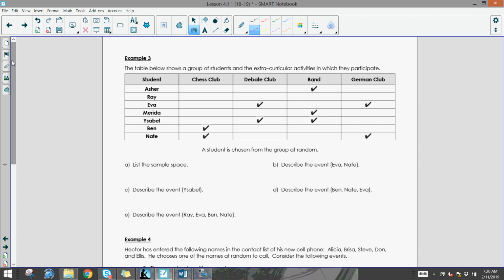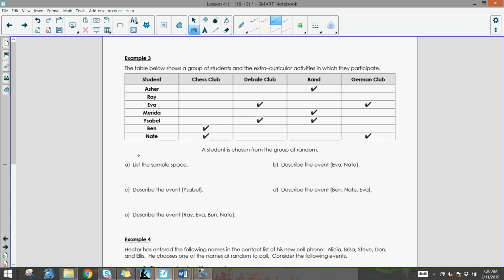So this says a student is chosen from the group at random. The table below shows a group of students and the extracurricular activities in which they participate. Okay, so we have chess club, debate club, band, German club. Okay, and this says list the sample space. You guys remember, sample space is all of the possible outcomes we could have.